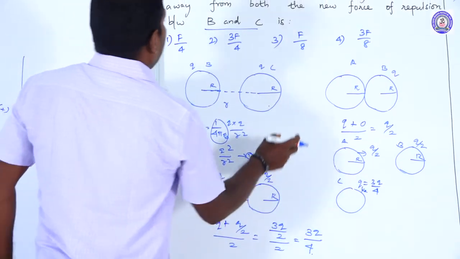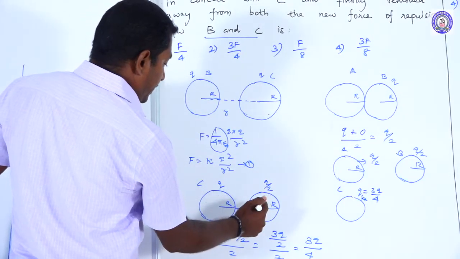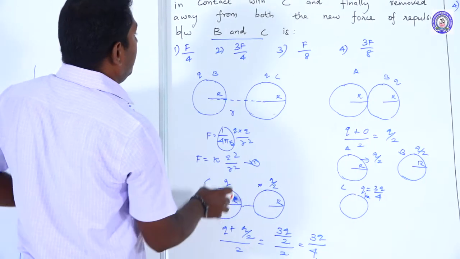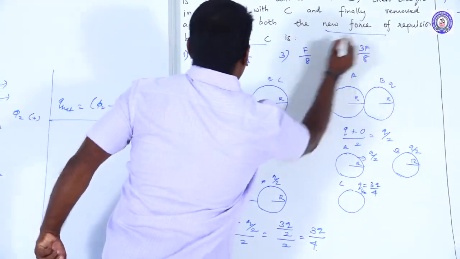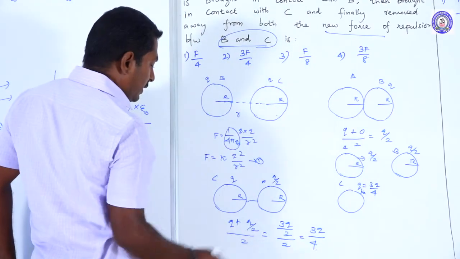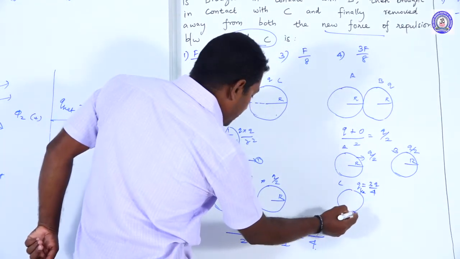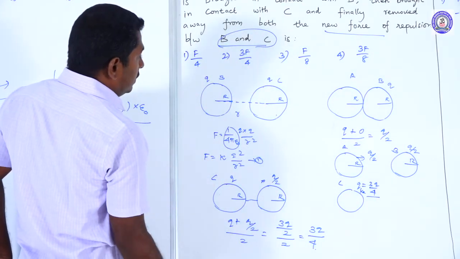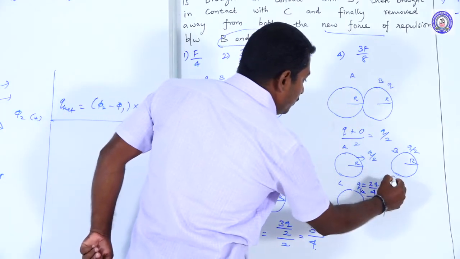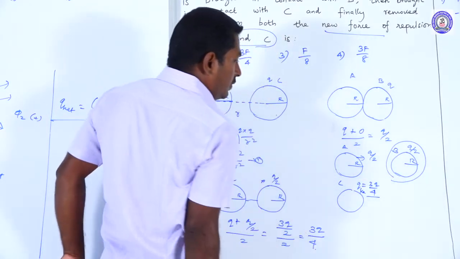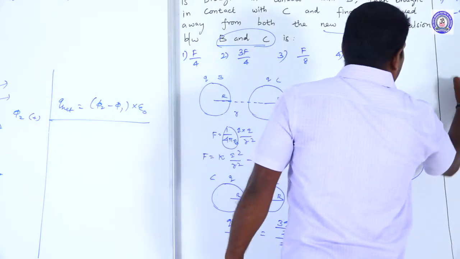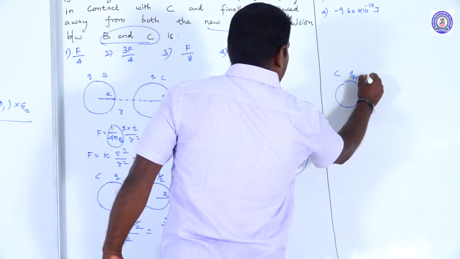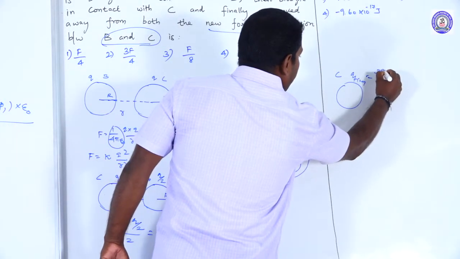Now finally, the A sphere is removed from both B and C. Then what is the final force of repulsion between B and C? Finally, the C sphere has a charge 3Q divided by 4, and the B sphere has a charge finally Q divided by 2. Then C sphere has a final charge equal to 3Q divided by 4.